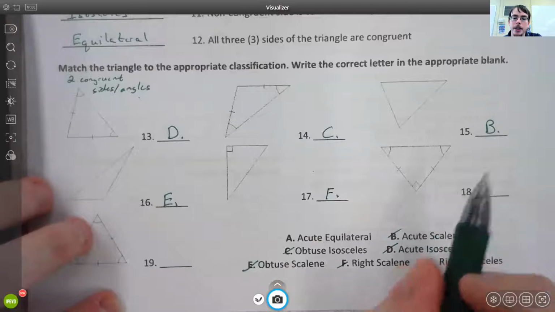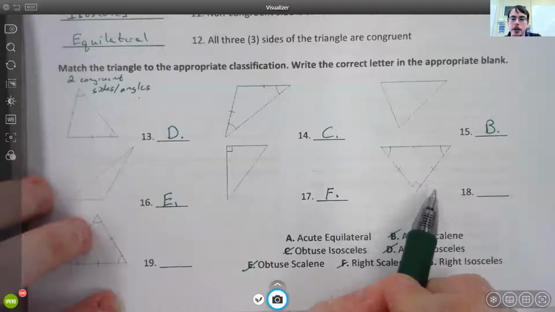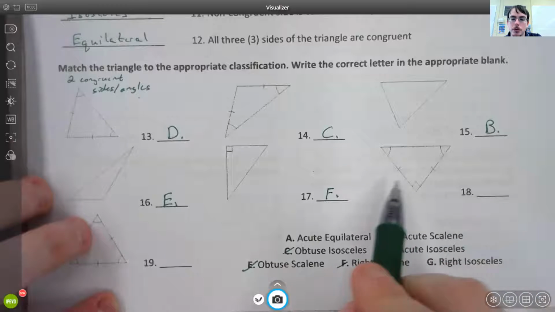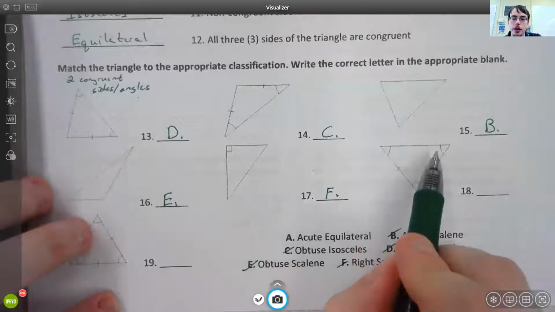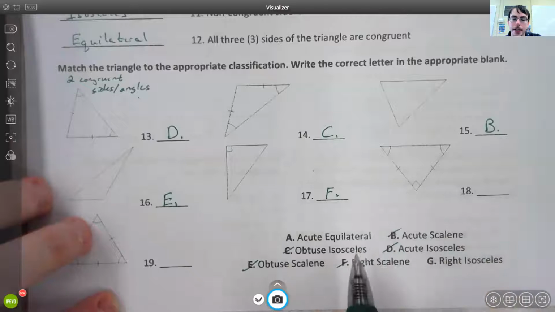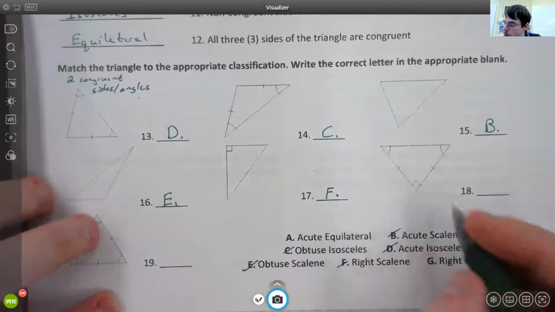Number 18, we see again, we have a right angle here, so we know it has to be right something. We have two congruent angles, two congruent sides, so that means we're dealing with a right isosceles triangle, which is G.